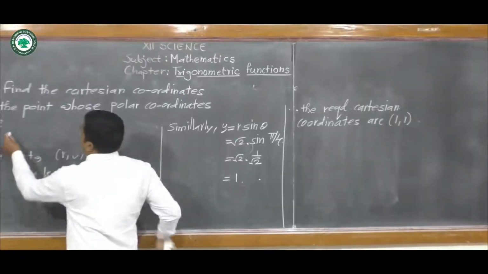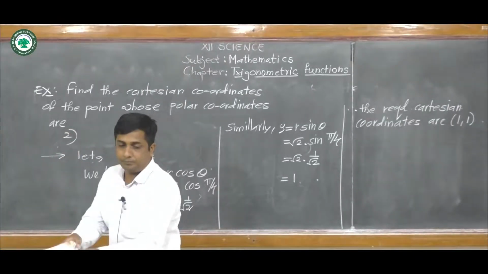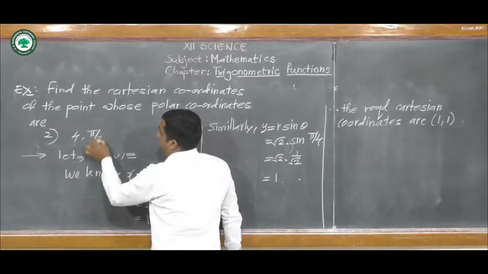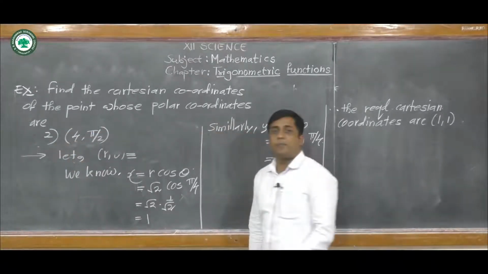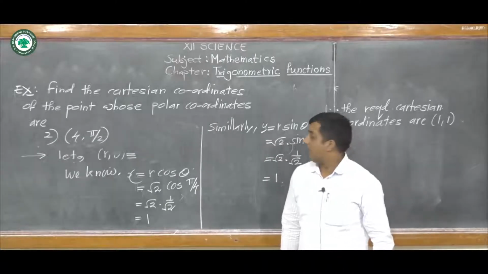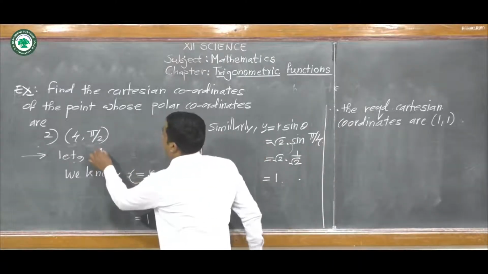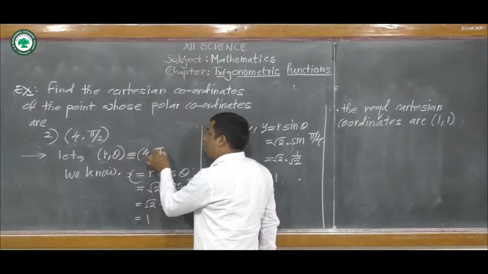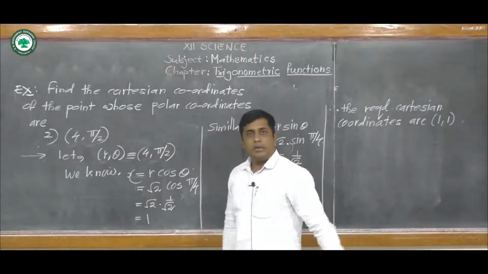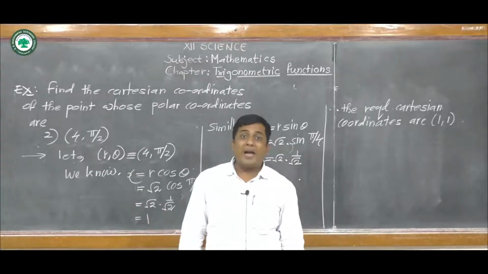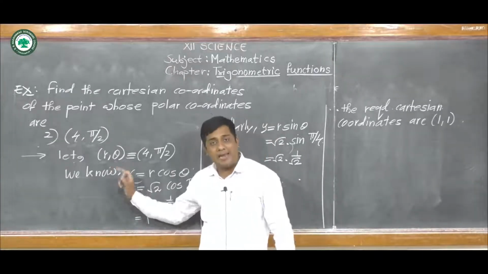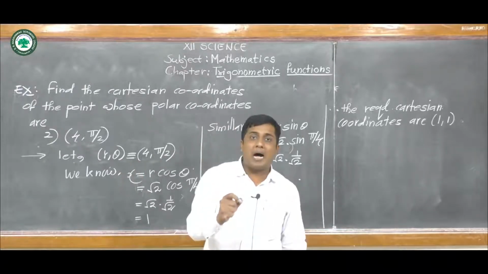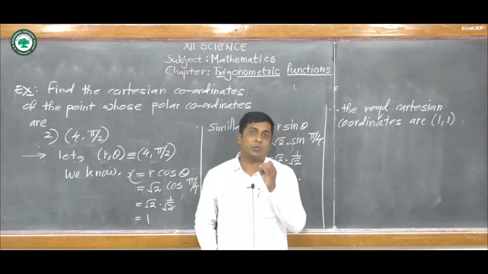Here in second, given 4, pi by 2 is the ordered pair having 4 and pi by 2. Let's define here ordered pair r theta is equivalent to here 4, pi by 2. Remember, here r is the radius vector and theta is the vectorial angle. And by using this, we know how to find x and y, that is how to find the P of x y.